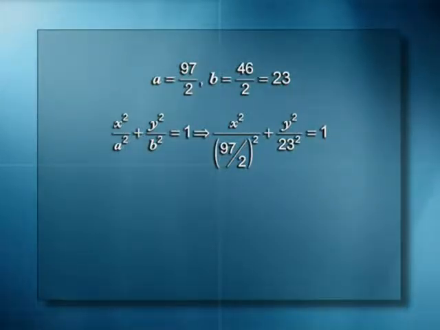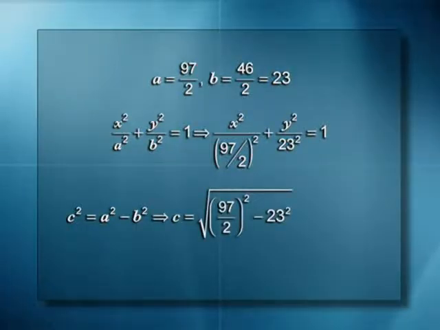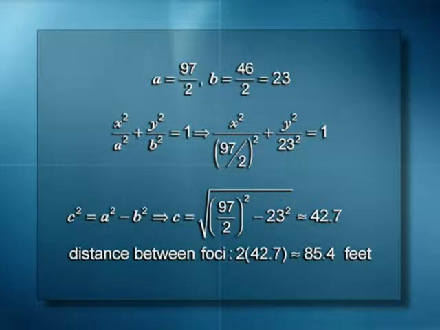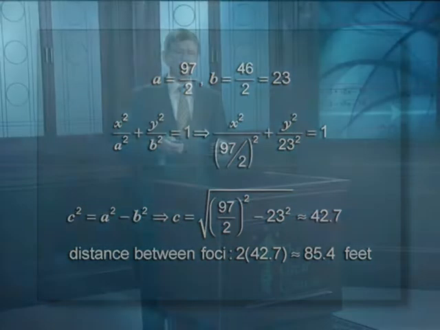Now, where are the foci? Well, remember, c is the square root of a squared minus b squared. Plug in the numbers: 97 over 2 squared minus 23 squared, all square rooted. Plug it into your calculator, you get about 42.7. So the foci are 42.7 feet from the center, and the distance between the two foci would be double that, or about 85.4 feet. Notice that the c value, 42.7, is pretty close to the a value. This is a fairly elongated room.